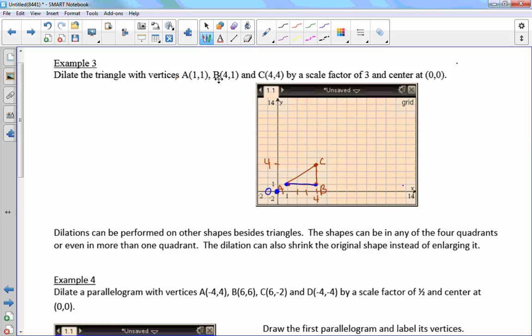The distance from the origin up to 1 has to also be tripled. Let's talk about the length. A to B is originally how wide? How much? 3. The gap. 1, 2, 3. So if we have a scale factor of 3, it now needs to be 3 times 3 makes 9. A prime B prime has to be 9 units.